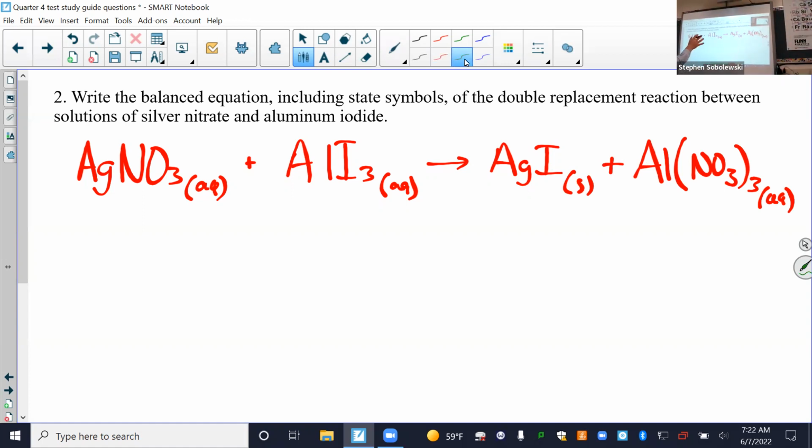And now I'm looking and I'm seeing 3 nitrates on the right. So we'll put a 3 here, 3 silvers, 3 silvers, 3 iodides, 3 iodides, and we're balanced.